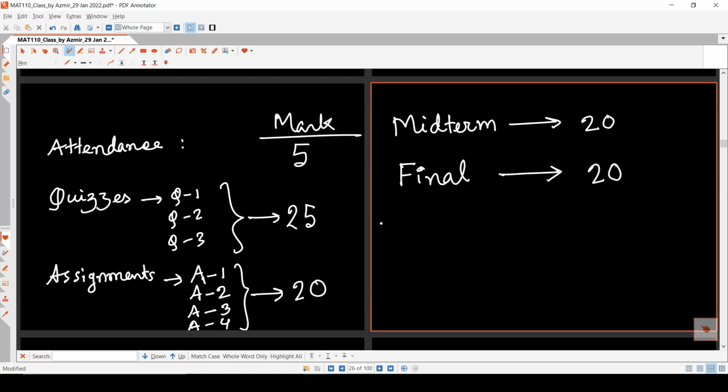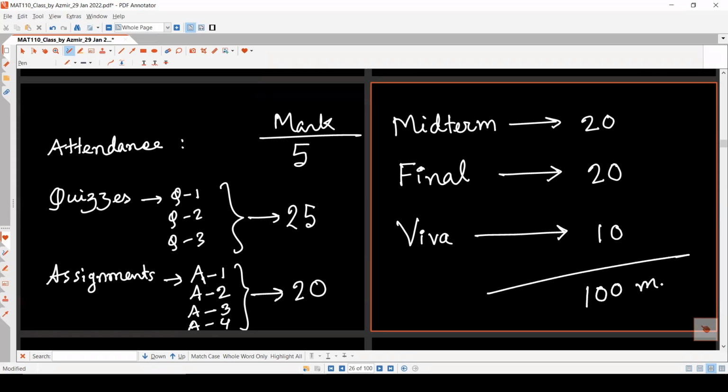And the last evaluation process of this course is the final viva. Okay, so the viva will be based on the overall course from week 1 to week 11. So viva will contain 10 marks. So you can understand that total 5, 25, 30, 50, and 50, total 100 marks. So this is the mark distribution for this course.